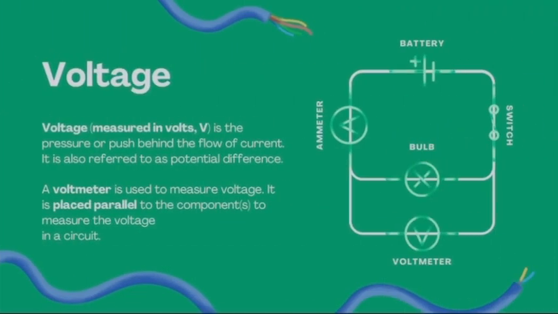Voltage, measured in volts, V, is the pressure or push behind the flow of current. It is also referred to as potential difference. A voltmeter is used to measure voltage. It is placed parallel to the component, or components, to measure the voltage in a circuit.